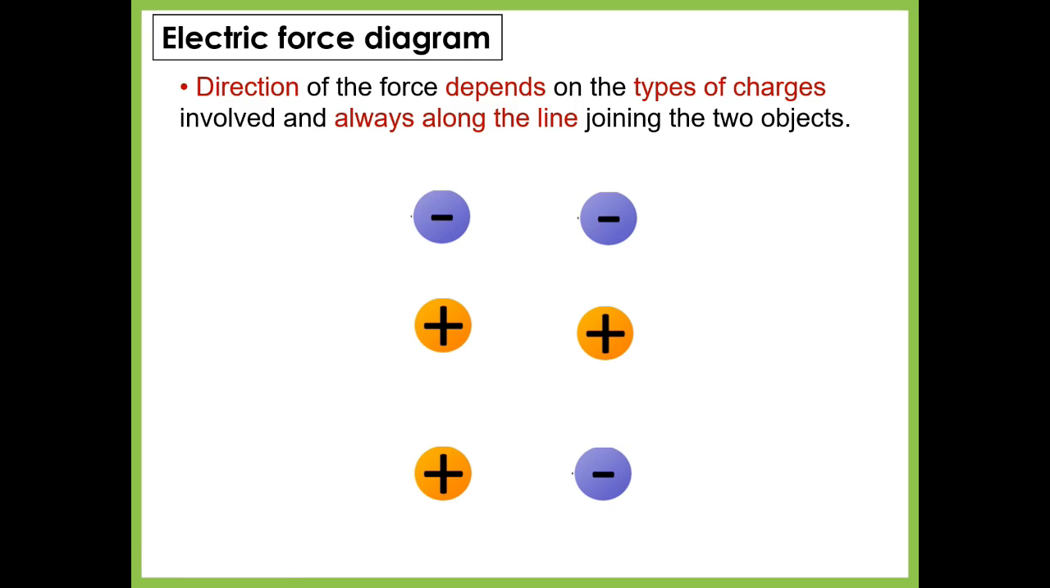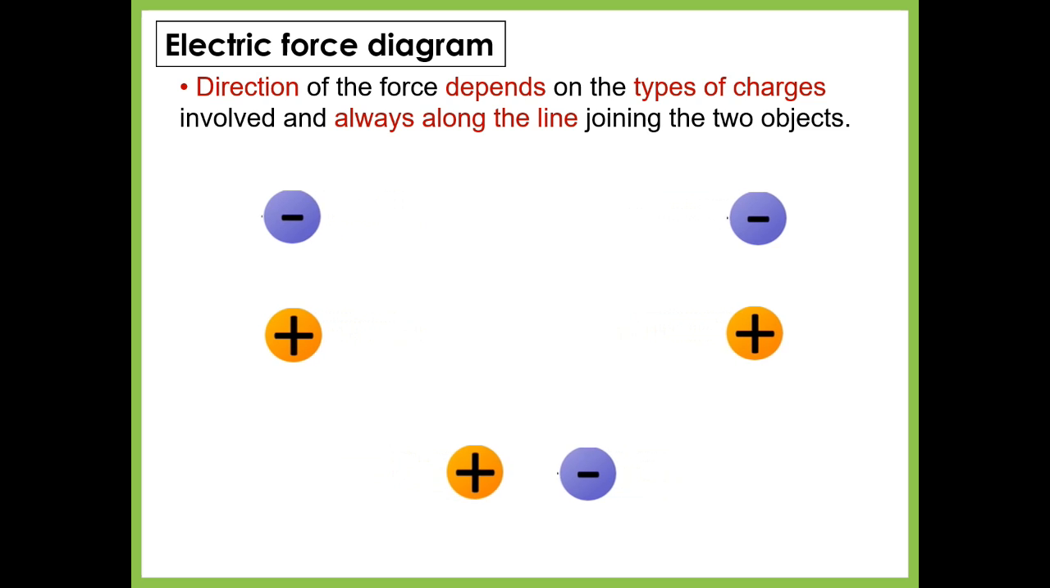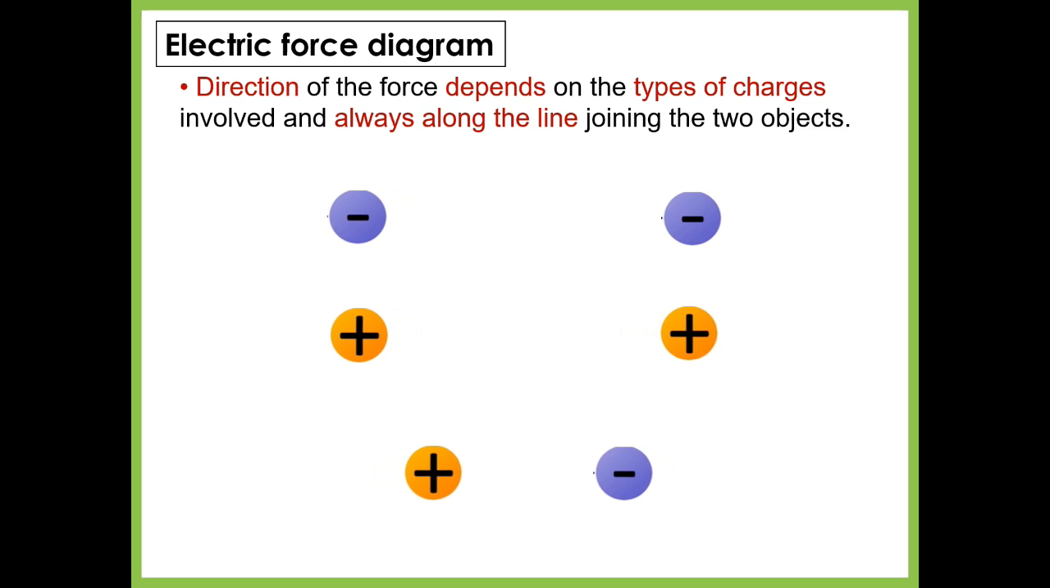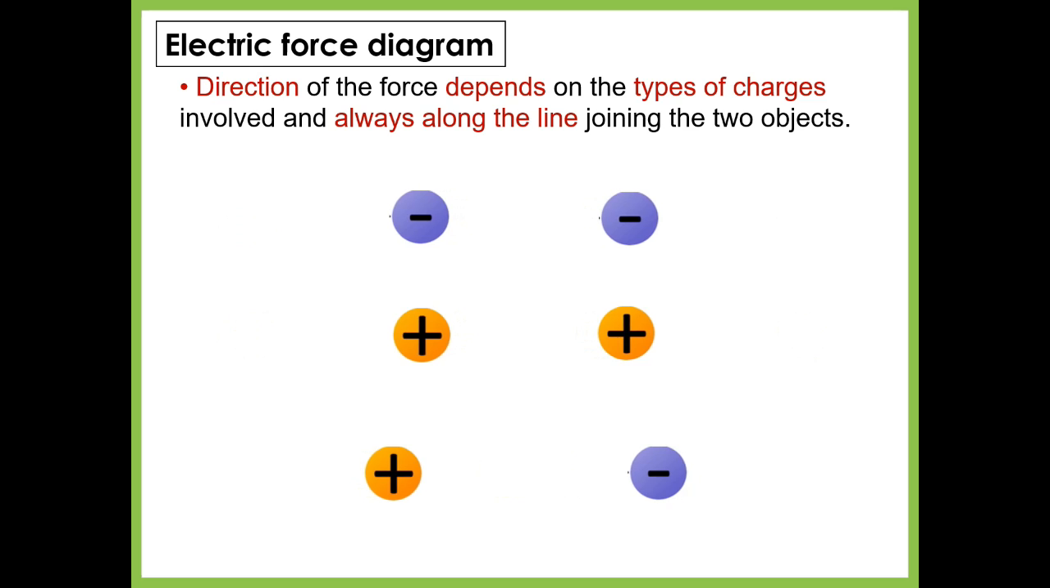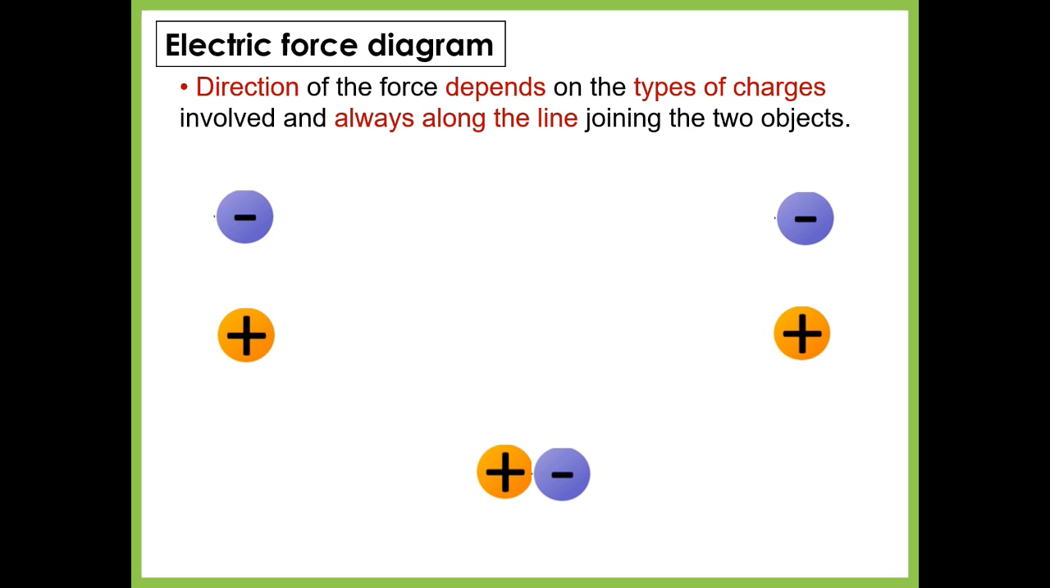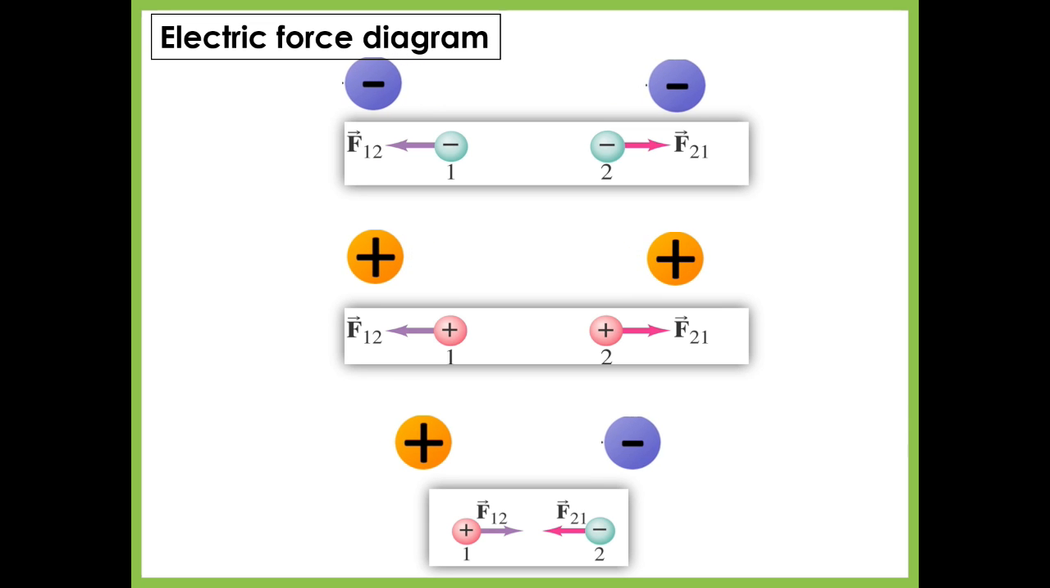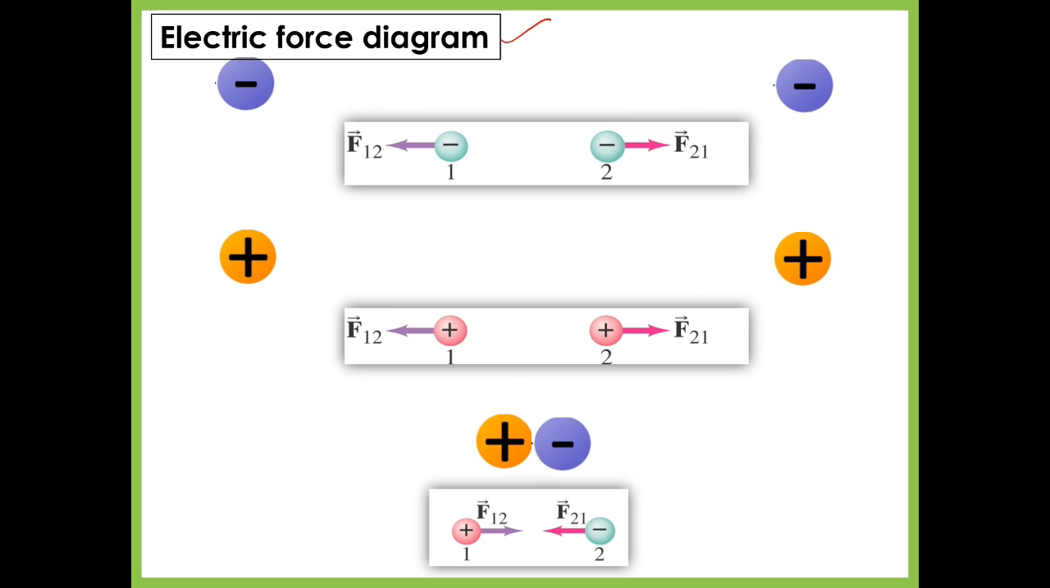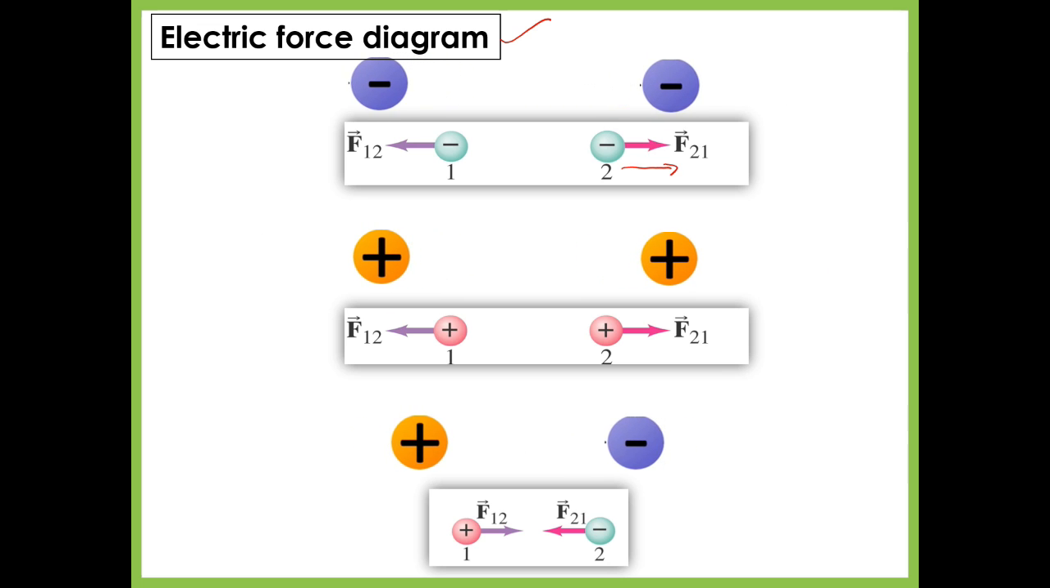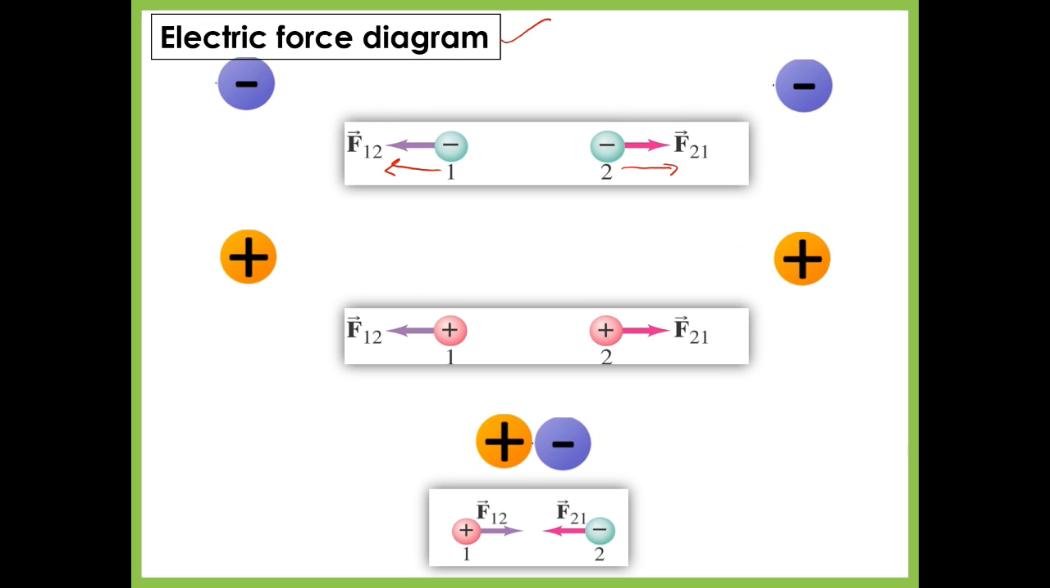As discussed earlier, the force can be attractive or repulsive. It depends on the sign of the charges that act between each other. And the motion of these charges is actually telling us the direction of force, which finally will give us the electric force diagram. This is how the electric force diagram looks like. It shows us the direction of forces or the motion of the charge.